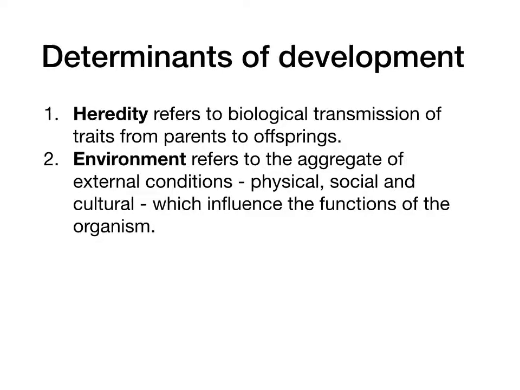The second major influence on development is environment. So what is environment? We all know that environment is the aggregate of external conditions, physical, social and cultural, which influence the functions of the organism. As we all know, environment refers to the forces acting on the individual which are external to the individual. When we talk about heredity, heredity is something internal, biological to the individual. Now, environment affects the individual at three levels. 1. The physical environment. 2. Social environment. And 3. Cultural environment.